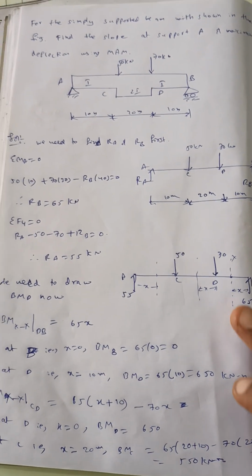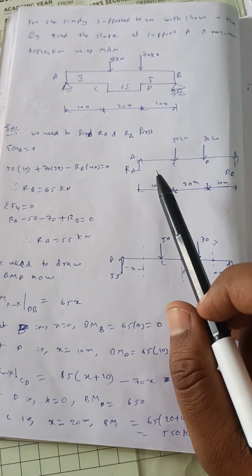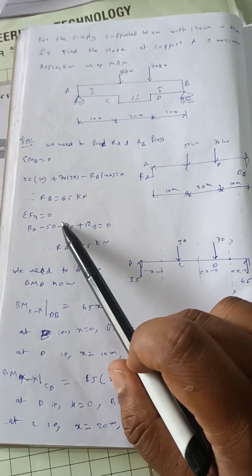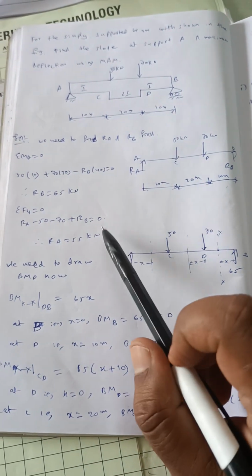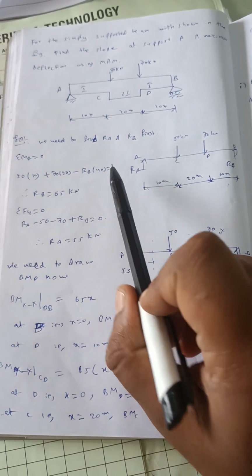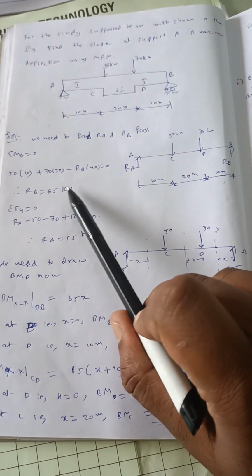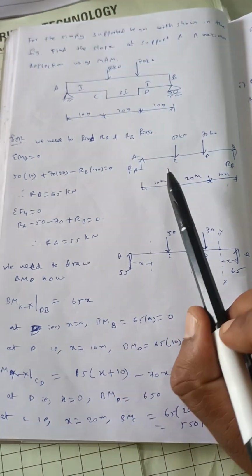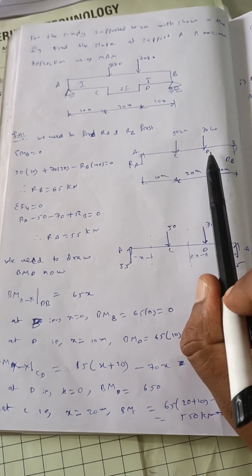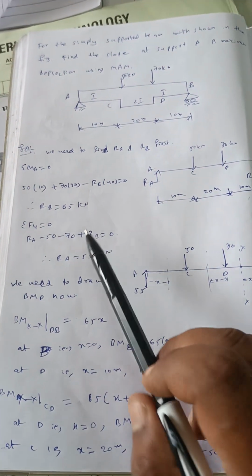So first, using the moment area method, we need to find the reactions RA and RB using sigma Fy equal to 0 and sigma moment about A equal to 0. So sigma moment about A equal to 0: 50 into perpendicular distance plus 70 into perpendicular distance minus RB into perpendicular distance. From here you can find RB. Sigma Fy equal to 0: upward forces equal to downward forces, RA plus RB equal to 50 plus 70. From here we can find RA as we know RB.